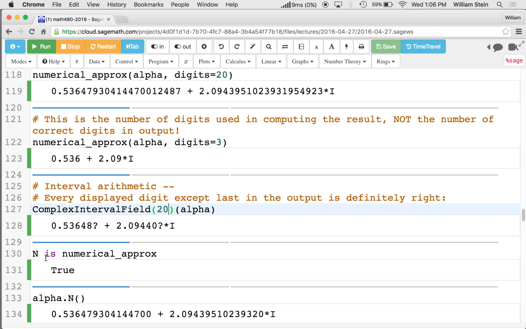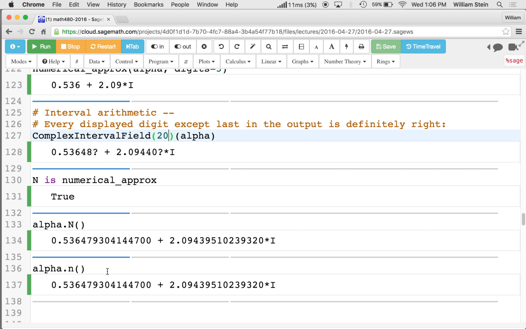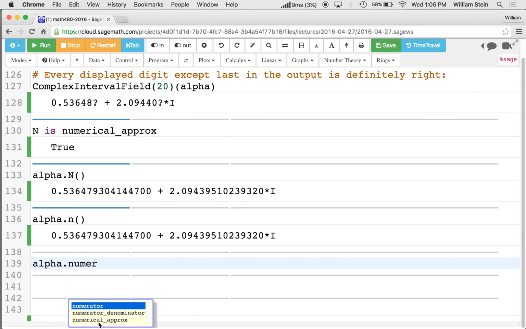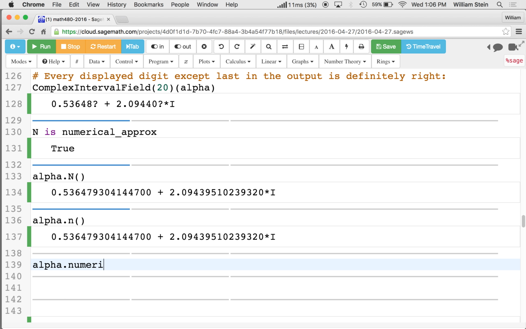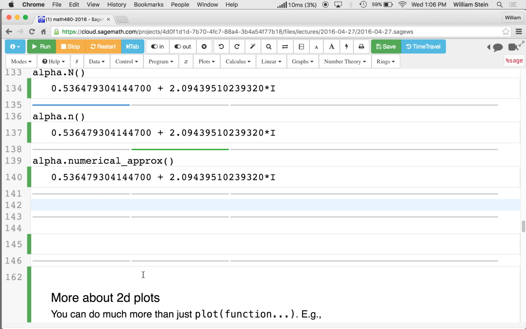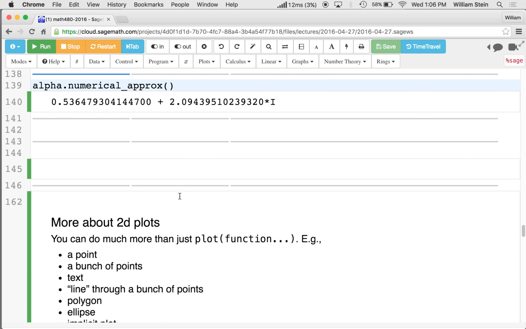By the way, there's an abbreviation for numerical approx, which is just capital N. They're exactly the same thing. If you've ever used Mathematica, you might recognize that a command to do the same thing is also called capital N. Moreover, there's a method on any symbolic expression called capital N that does the same thing. You can call it as a method instead of writing it out. You can even use lowercase n, or you can write out numerical approx like this, alpha.numerical approx. Oops, I didn't see it in the tab completion. Oh, there it is, okay, good. So that's numerical approximation.